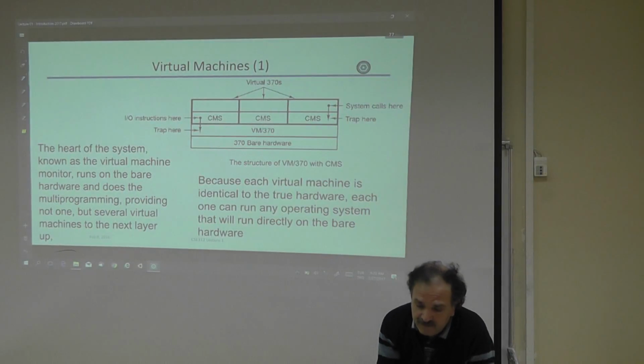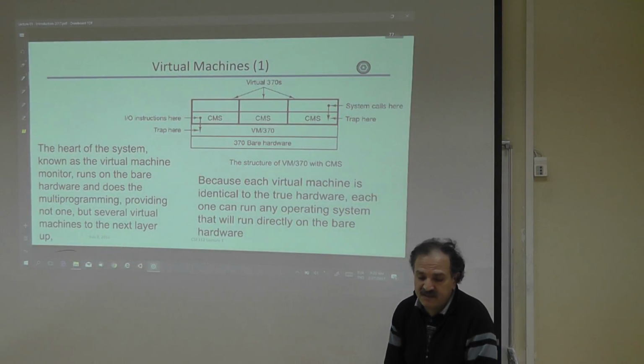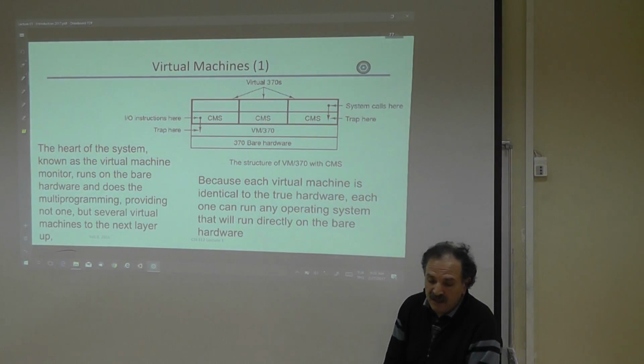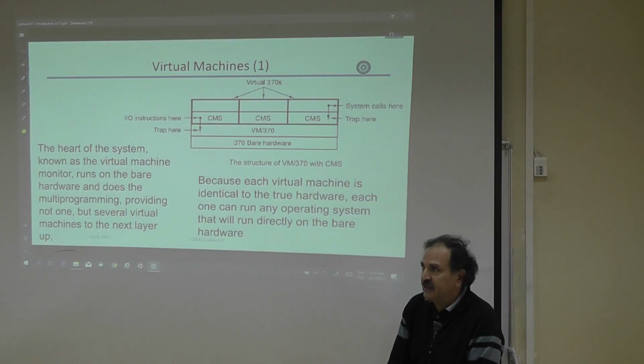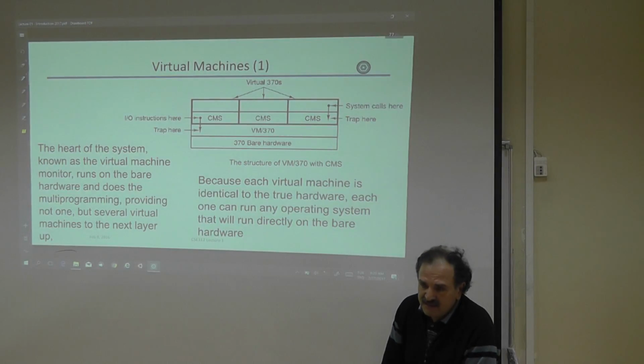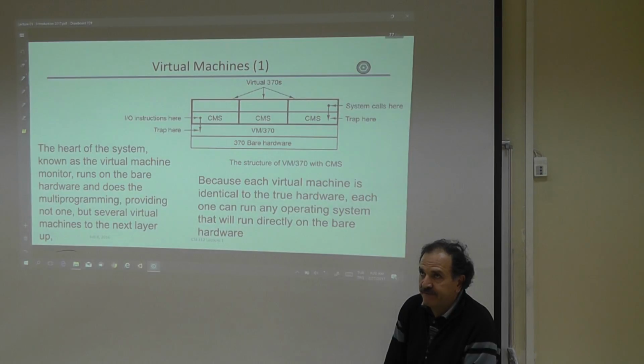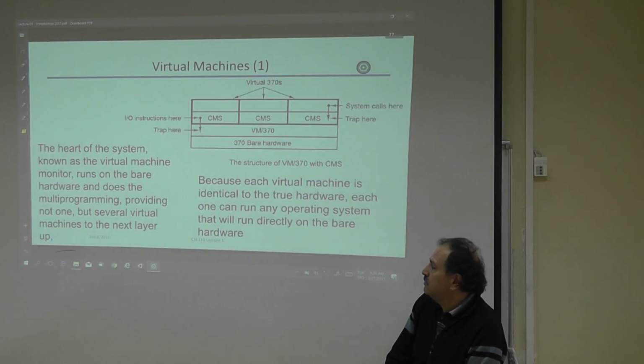Okay, then we have virtual machines, another operating system structure. The idea of virtual machines, as I said before, most of the operating system ideas were developed in the 1960s. Nowadays, we are using virtual machines a lot, especially for the last five, eight years, like VMware, right? Everybody is using it. You can run your Ubuntu on top of your Windows.